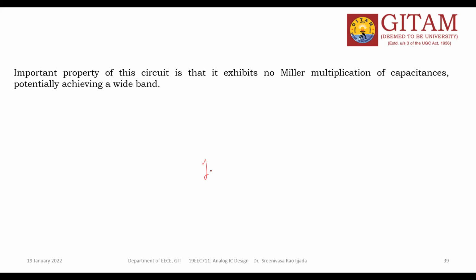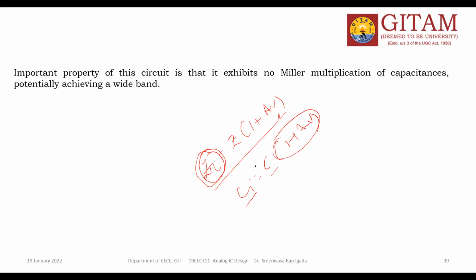Suppose you want Z1, it is Z into 1 minus AV. This is the Miller multiplication, or 1 plus AV, based on the amplifier gain. The input impedance or input capacitance CI is equal to C into 1 plus AV. Input capacitance is equal to the capacitance multiplied with this factor. That is called the Miller multiplication.